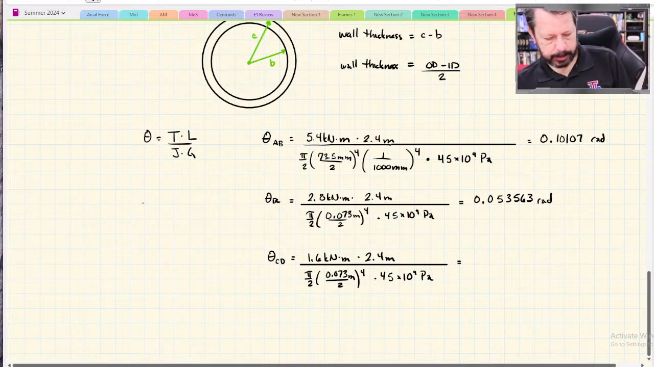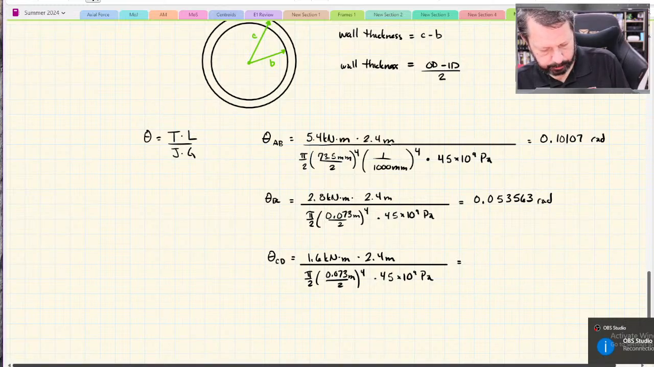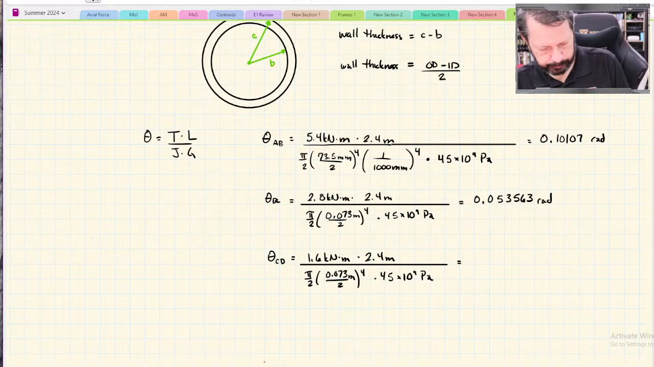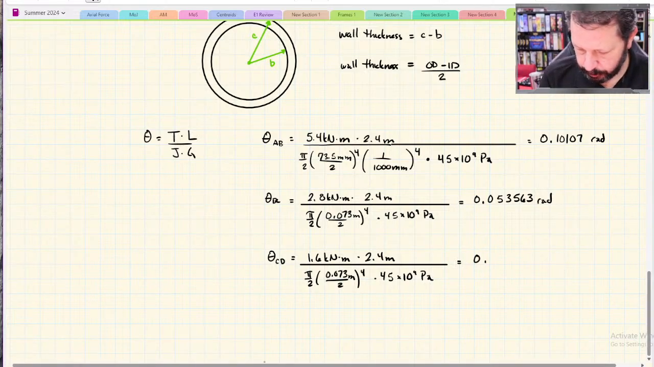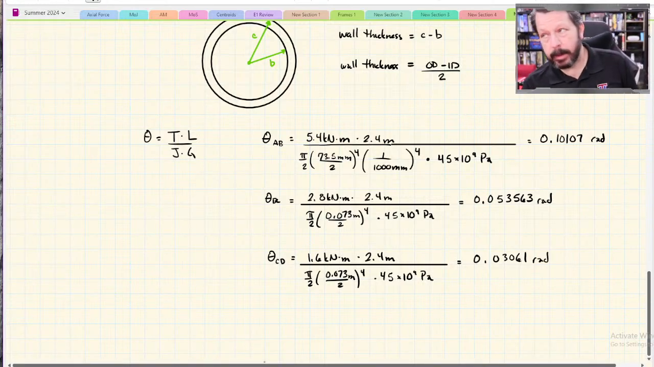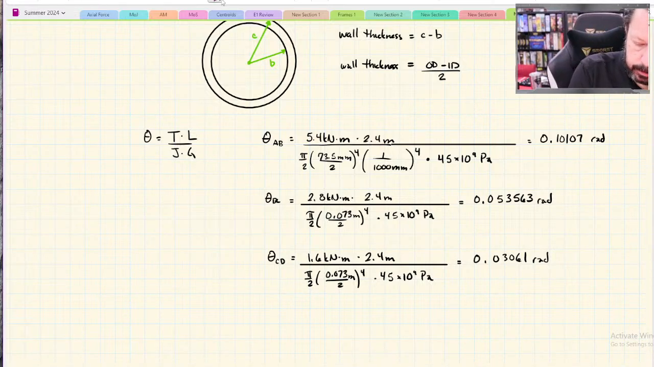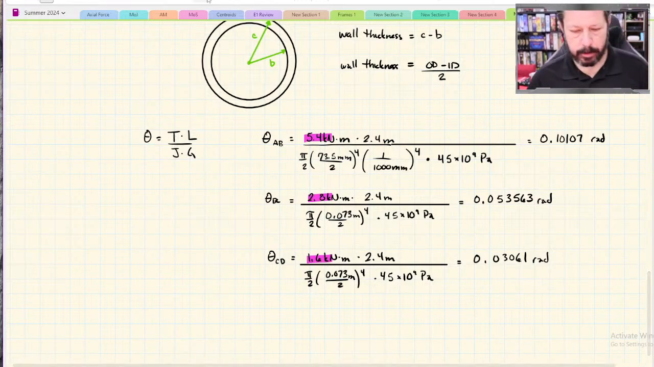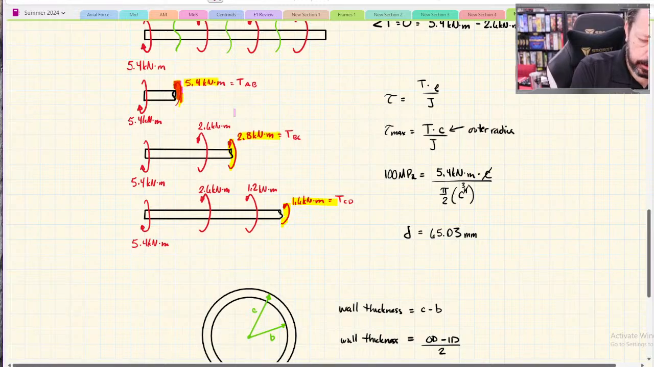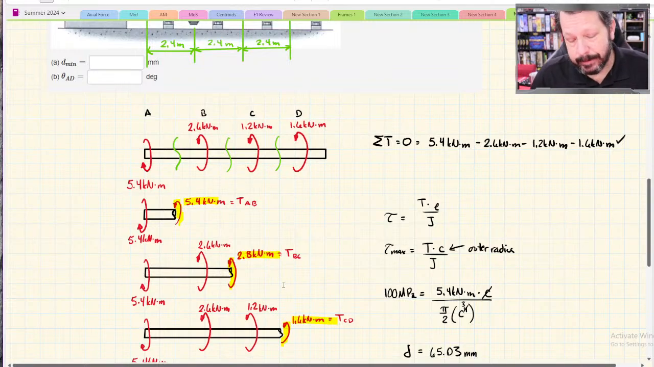Okay, let's see, 1600 times 2.4 divided by pi over 2 divided by 45 billion, and I get 0.03061 radians. And these, I gave them all the same sign because all of their torques are in the same direction. So here, here, and here are all in the same direction, so they get the same sign.